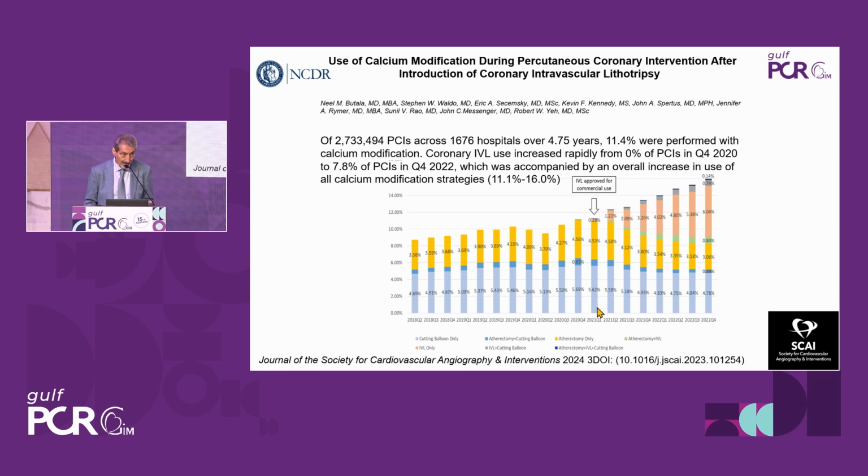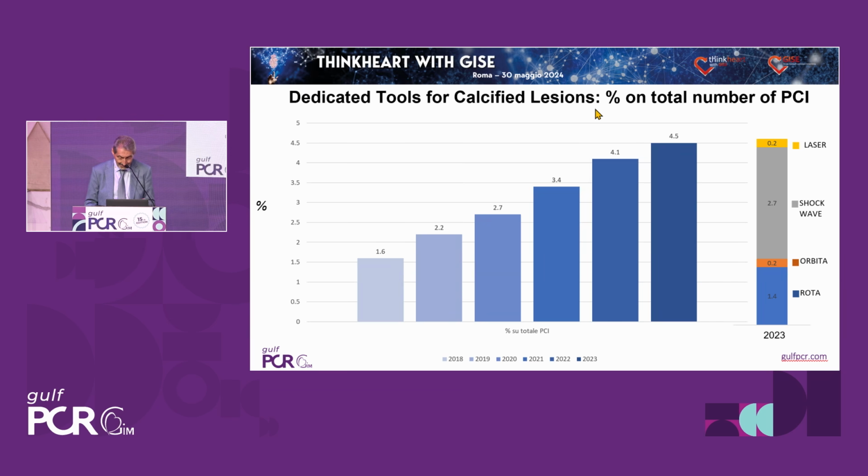I think these are, in fact, the American interventionalists who understood that and made the difference. After the approval of lithotripsy, the number of dedicated devices for treatment of calcified lesion increased, with lithotripsy somehow eating the space of rotational atherectomy, with very limited penetration of orbital atherectomy and with a relatively low percentage of cutting balloon angioplasty. This is the Italian series in the GISE registry of 2 years ago, and again, increase of number of dedicated devices, with Shockwave being the one used most frequently.